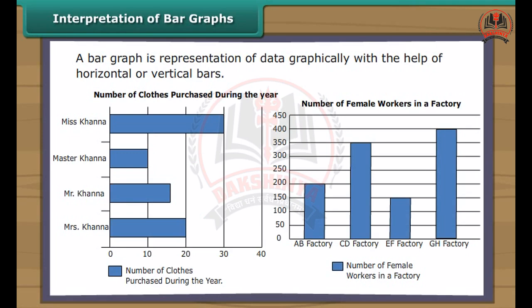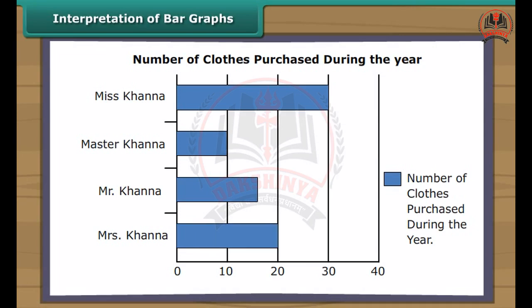Interpretation of bar graphs. A bar graph is representation of data graphically with the help of horizontal or vertical bars. Bar graphs are easier to draw than pictographs. Let us understand bar graphs by interpreting them first. Look at this bar graph. It is a horizontal bar graph. The thickness of the bars and the gap between the bars are identical.